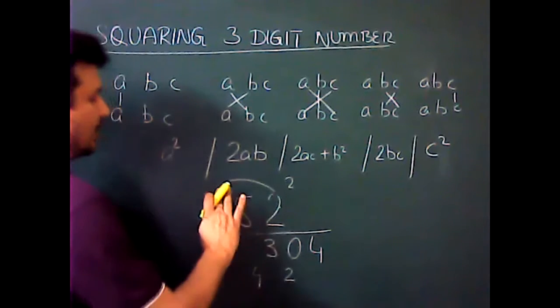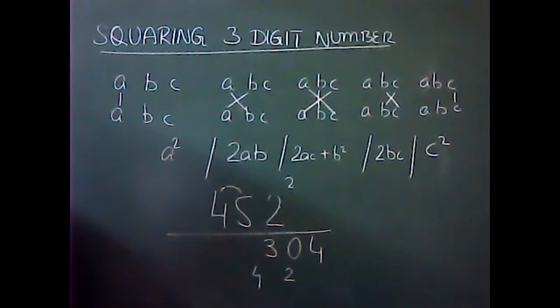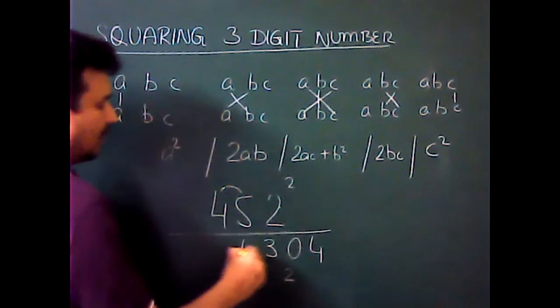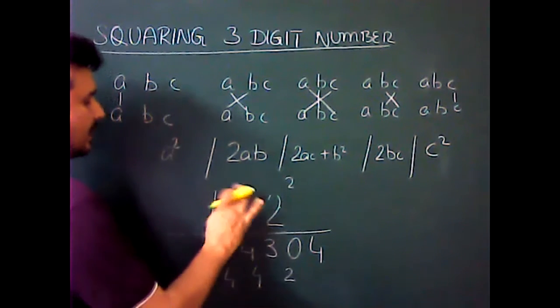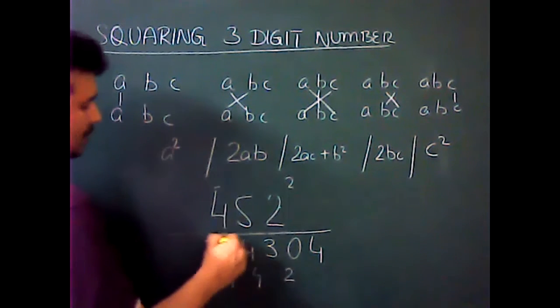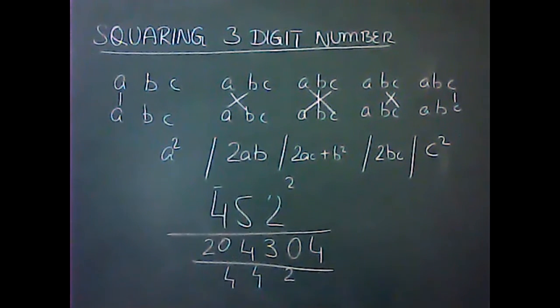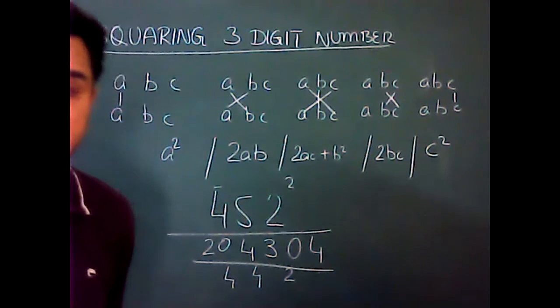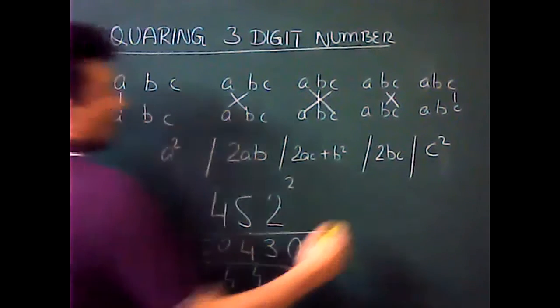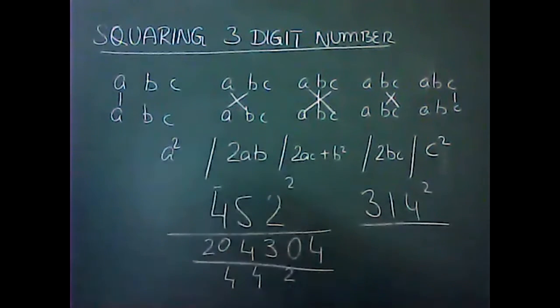So 3, 4 carry. 4 5s are 20. Double it, it becomes 40, plus 4 is 44. So 4 and 4 carry. The last is 4 square, which is 16, plus 4 is 20. So the answer is 204304. Now, is this clear to everyone? Yes. Okay. So one question for your practice. 314 square.